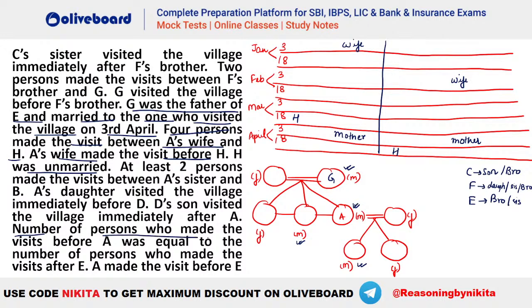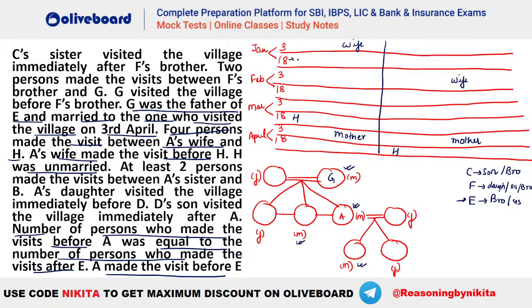Number of persons who made the visit before A was equal to the number of persons who made the visits after E. A has to make the visit before E, right? So A has to be before E here. So let's try. Where should we place A? And also remember, E has to be either the brother or the sister. Let's say if we place A here, A cannot be his own wife, right? So you cannot place him on January 3.